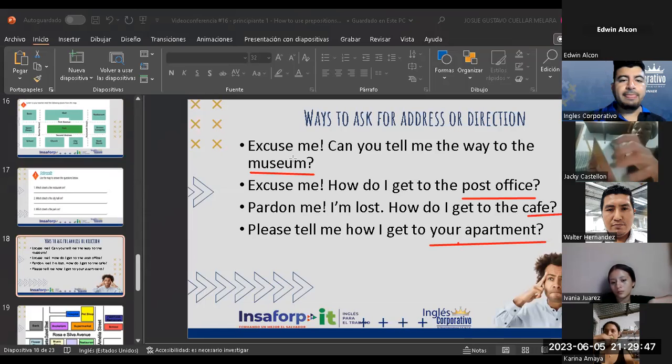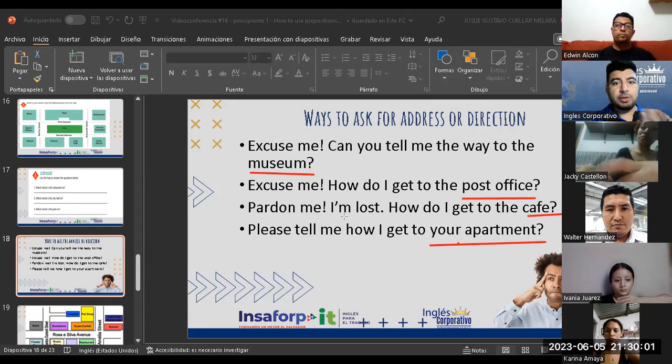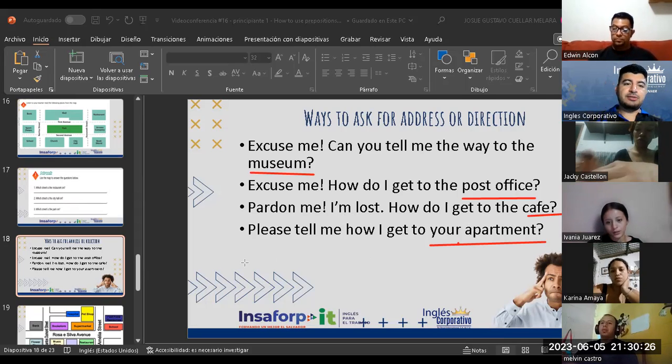Excuse me. Can you tell me the way to the museum? Excuse me. How do I get to the, pardon me, I'm lost. How do I get to the, perdóname, estoy perdido. ¿Cómo llego a? Please tell me how I get to, por favor, dime cómo llego a, okay? Select one of these that you consider kind of easy. All of you are going to participate. Necesito que la practiquen para que cuando yo los llame no estén, excuse me, can you tell me the way to the, select the one that you prefer. Seleccionen la que ustedes prefieran.